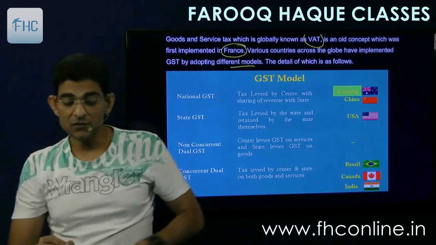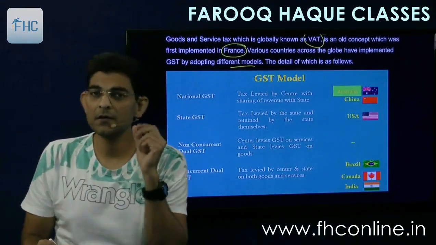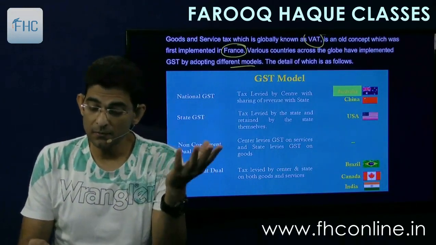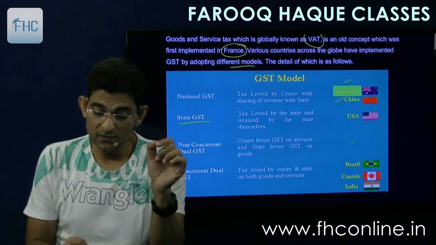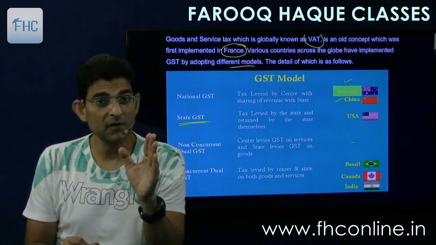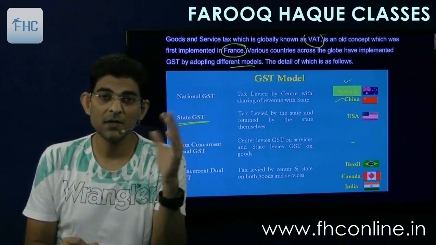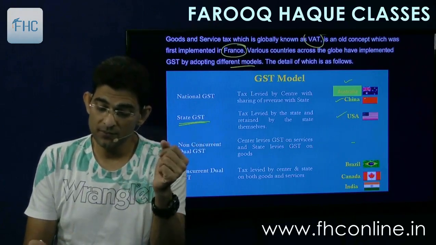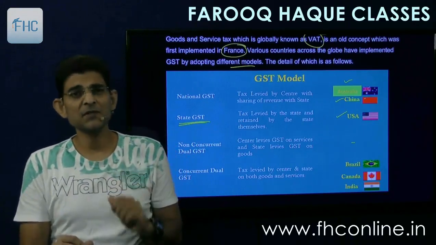One is called the national GST. National GST means only the central government recovers the tax and not the states. So that is applicable in Australia, in China. Then there is state GST, where only the state governments recover the tax. The central government doesn't tax. Central can tax incomes and state will tax GST. So that is applicable in USA. In fact, in USA, even the income tax is recovered by state governments only.